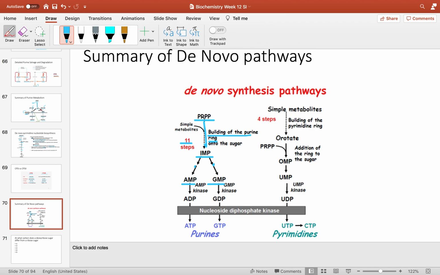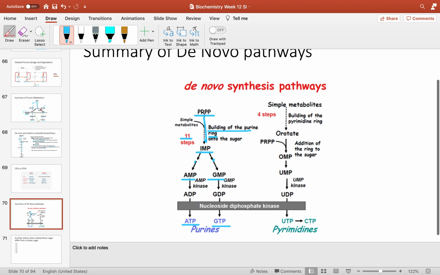This AMP can then be phosphorylated twice to form ATP, and the GMP can be phosphorylated twice to form GTP. So these are your two purine ribonucleotides. So these can be used for RNA. They're not deoxy, they're just ribose.